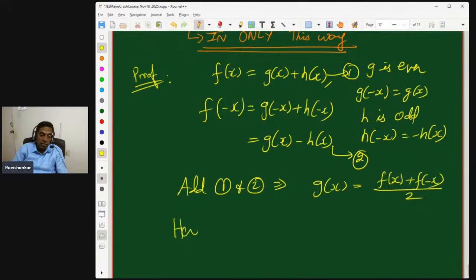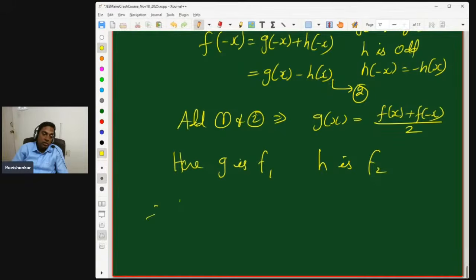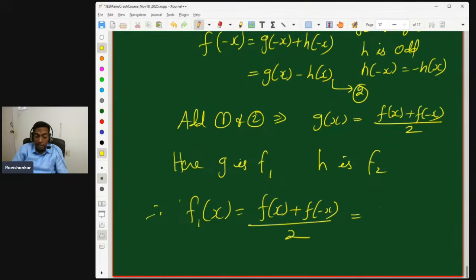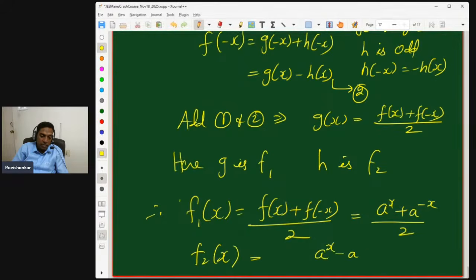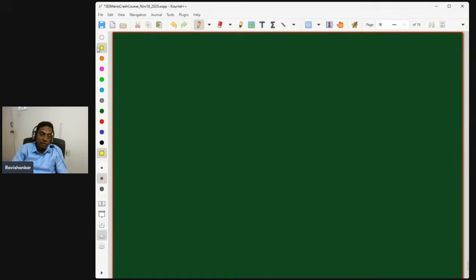Here g is f1 and h is f2. Therefore f1 of x is f of x plus f of minus x by 2. So a power x plus a power minus x by 2, and f2 of x is a power x minus a power minus x by 2.